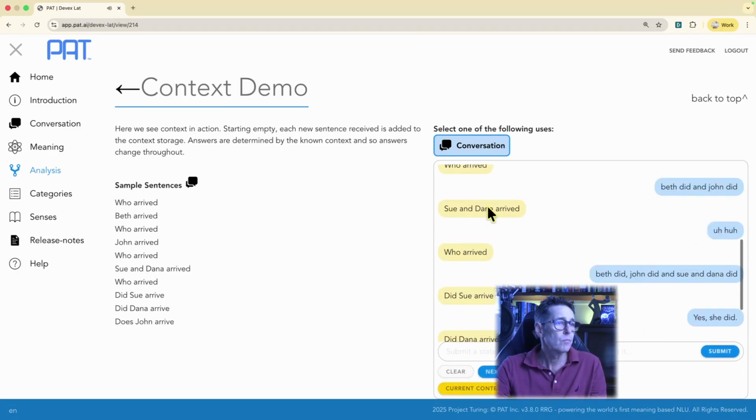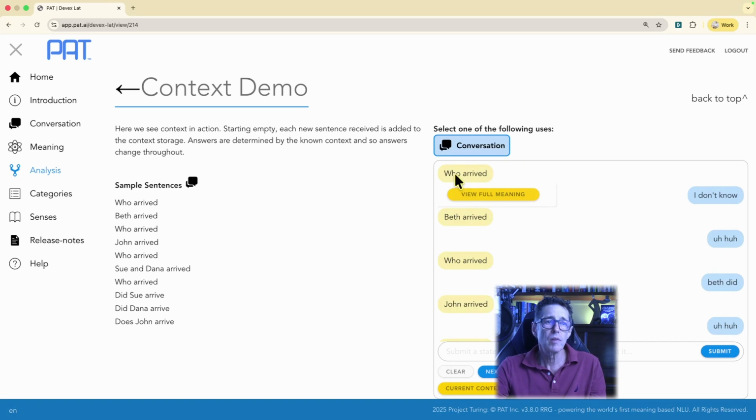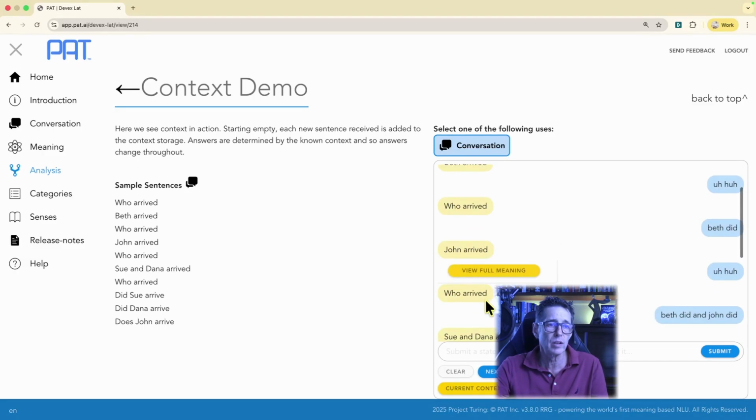Okay. So now here we've got who arrived, I don't know, because nothing's in context yet. But when we add into context Beth arrived, we can respond, yes, okay. There's not a lot of response that you give when people are giving you facts. But then when we say who arrived the second time, notice that in context Beth did, and then we add John arrived into context. And when you say who arrived, Beth did and John did.